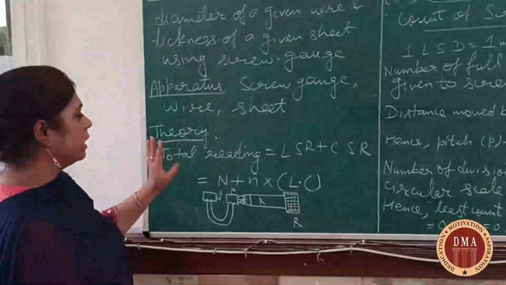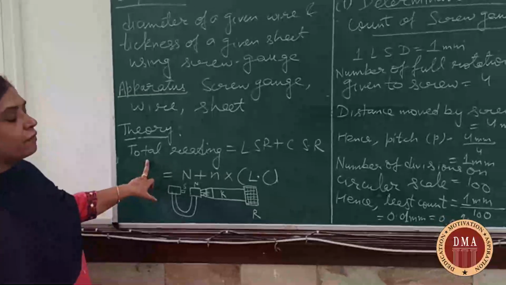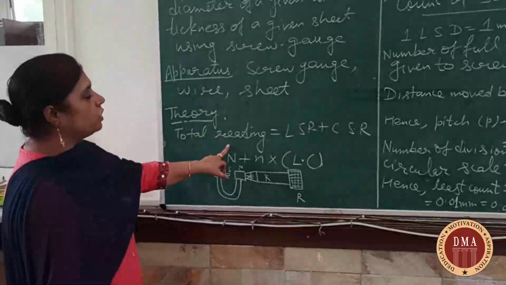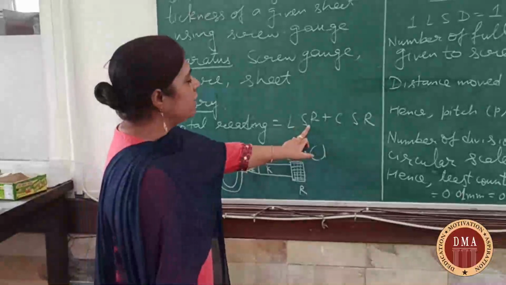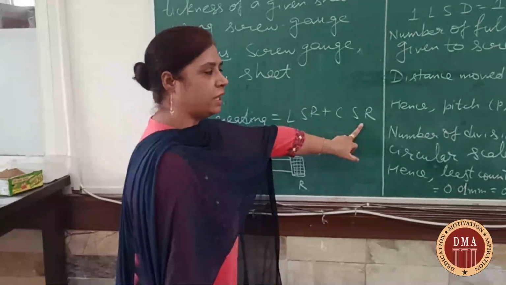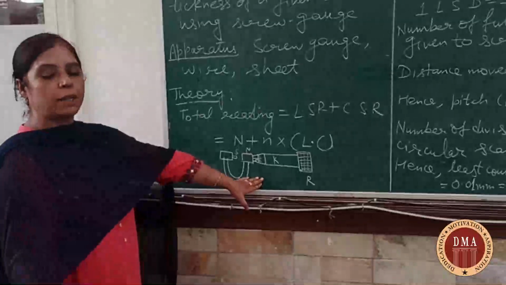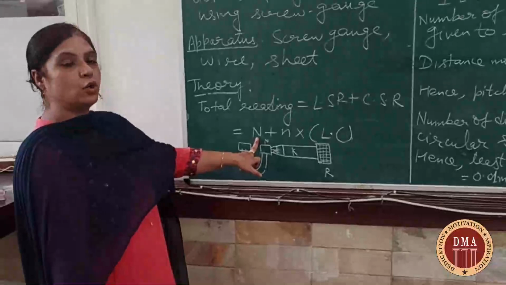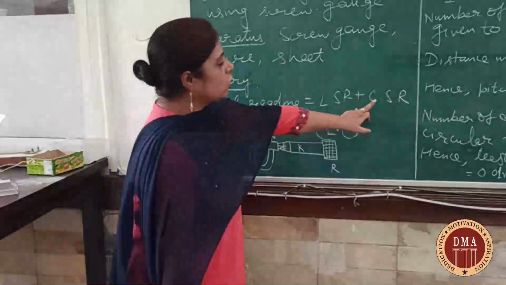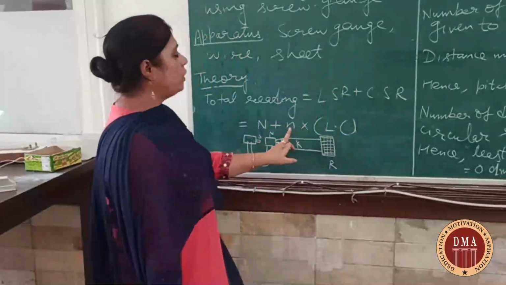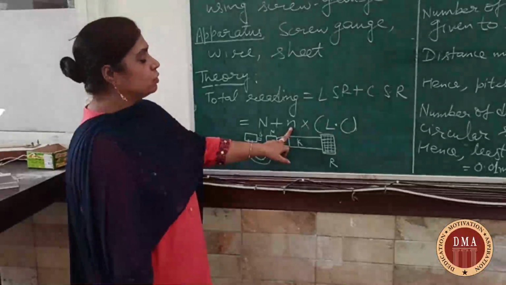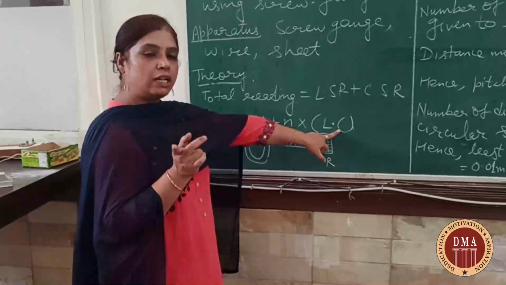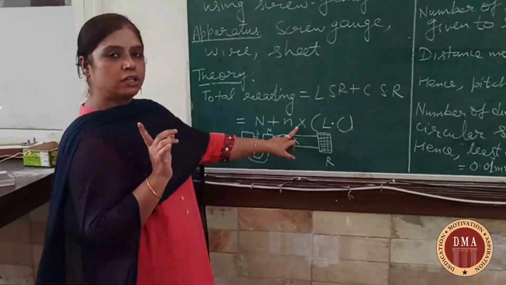For the theory we have this formula. The formula is similar to the formula of the vernier calipers. The total reading is equal to the linear scale reading plus the circular scale reading. This is a simple diagram of the screw gauge. Here the linear scale reading is denoted by capital N. The circular scale reading is equal to the circular scale count, that is small n, multiplied by the least count of the screw gauge. Earlier in the vernier caliper also we calculated the least count.